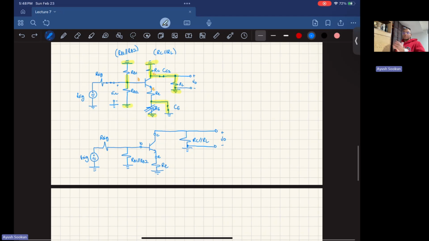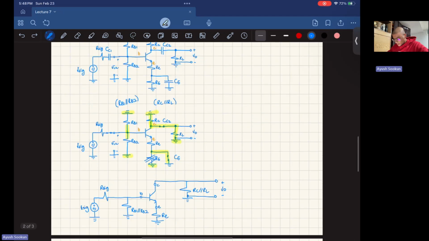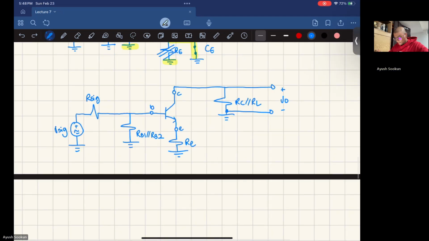So we've short circuited all capacitors. We've disabled all DC voltage sources. So now the only thing that's left to do from here is to replace the transistor with a small signal model and then actually find out what the gain is. Now that's going to involve a little bit of circuit theory and a little bit of algebra. So if you keep track of your variables, you're going to be able to achieve this.